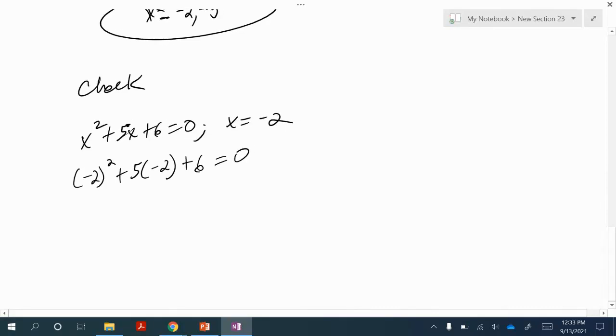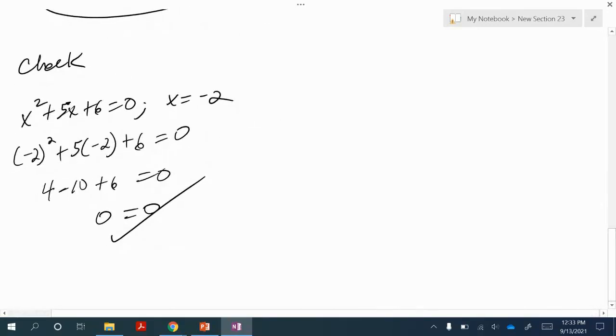So here we have 4, 5 times -2 is -10, right, plus 6 equal to 0. So we have 0 equals 0, so we know our solution of -2 checks out.